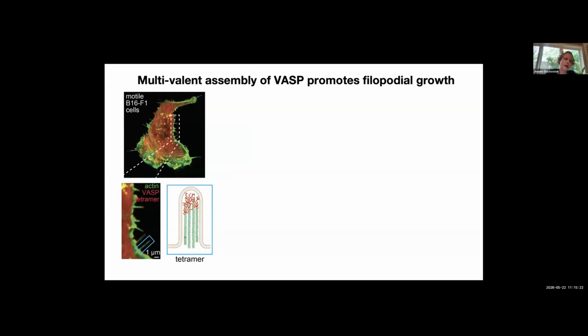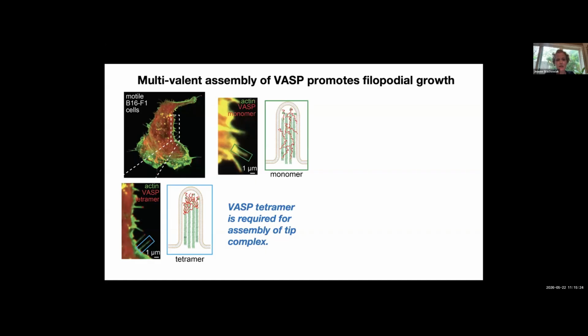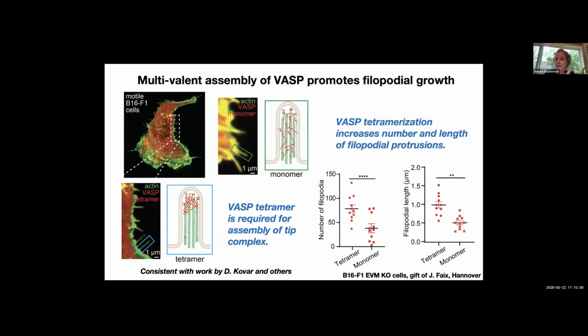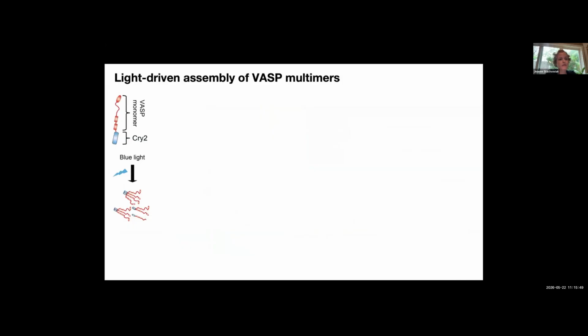So similar to other people in the field, he has seen that it's really important for VASP to be a tetramer. So if you make VASP a monomer by deleting the tetramerization domain, you don't get localization of VASP to the tips of filopodia, and you can't rescue a VASP knockout the way you can with the tetramer, right? You can't restore the number or length of filopodia by overexpressing the monomer. So he used that idea in kind of a clever way.